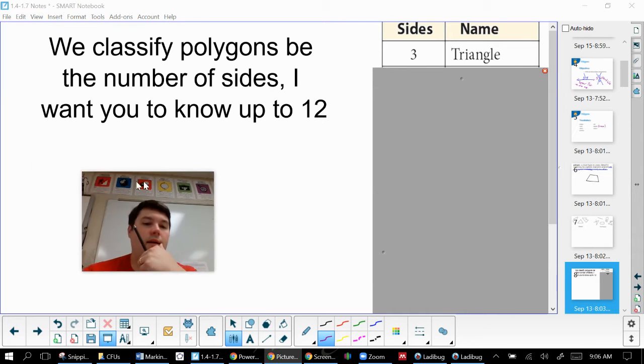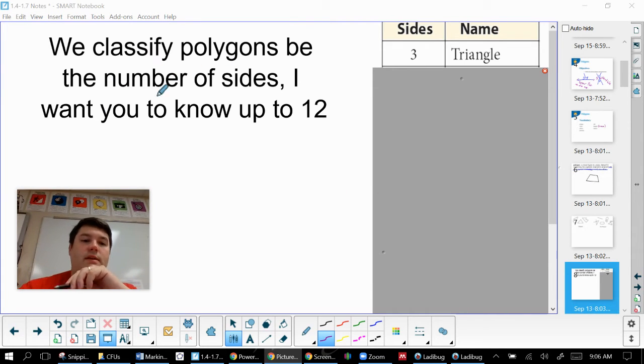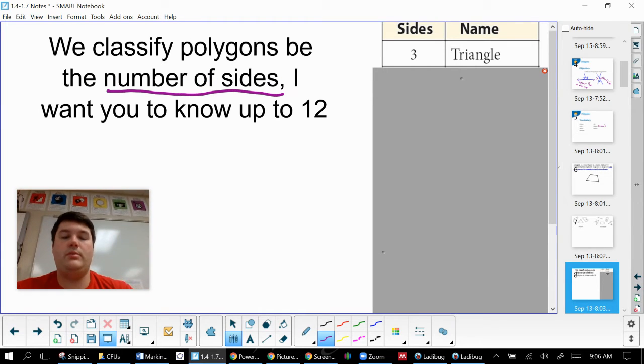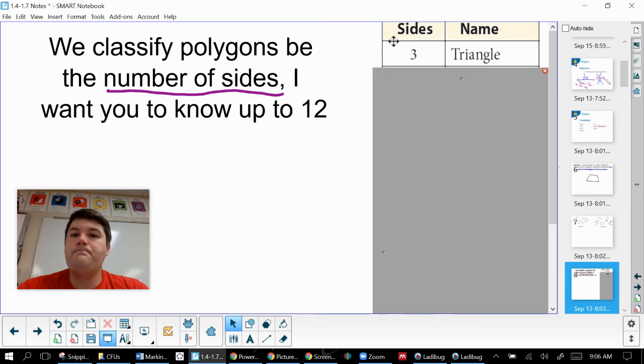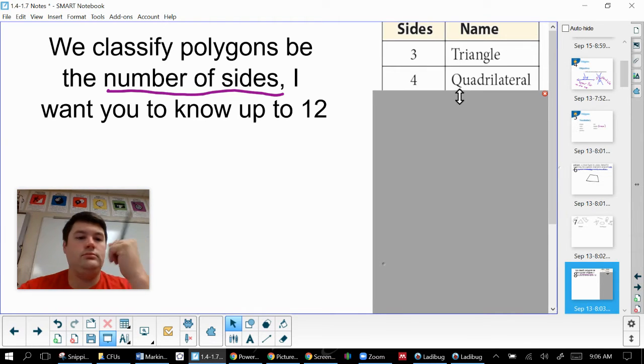Now, for our polygons, we're going to be able to classify these by the number of sides. And so each polygon with a different number of sides has a different name. If it has 3 sides, I think we probably all know that that is a triangle. And I want you to know up to 12. So I want you to think on your own here while I go. 3 sides is a triangle. Think about what 4 sides might be. 4 is a quadrilateral. Now, the things that you know, like squares and rectangles, those are types of quadrilaterals, but generally we call it a quadrilateral.